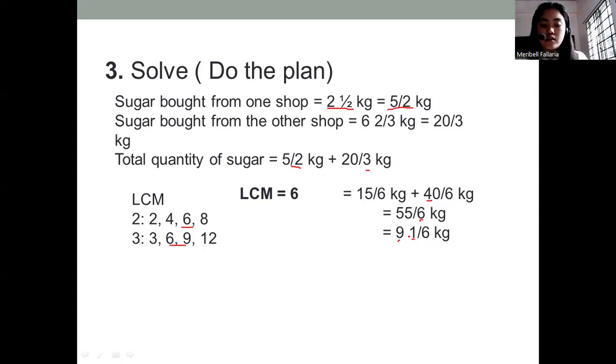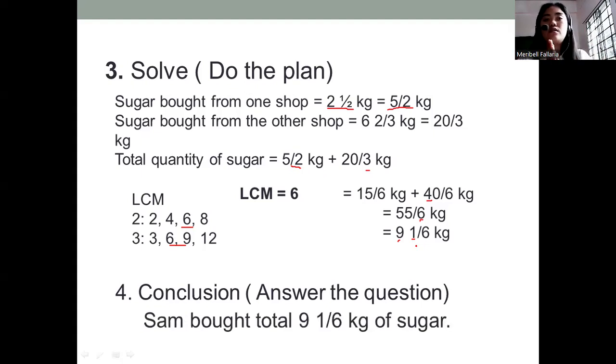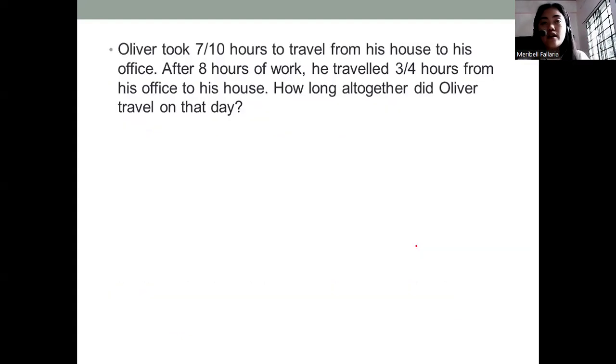Okay, next, the conclusion. We're going to answer the question. What was the question there? How many kilograms of sugar did he buy in all? So the conclusion is, Sam bought a total of 9 and 1/6 kilograms of sugar. Okay, I hope you were learning. Okay, let's have another example.